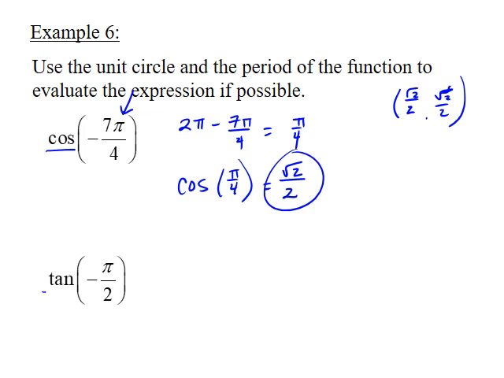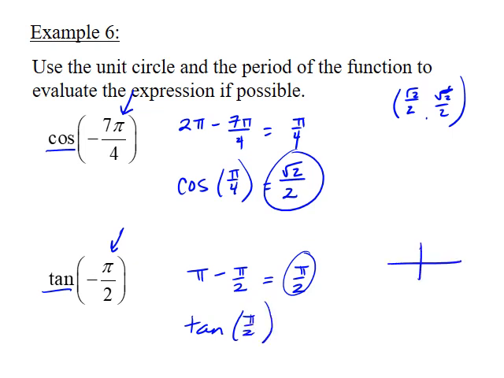Here, the period for tangent is pi. So I'll take pi minus pi over 2, which is pi over 2. So instead of using this negative pi over 2, I'll use what I just found: tangent of pi over 2. Now remember, pi over 2 is right here with the ordered pair 0, 1. So tangent is undefined there. Okay, that's all that's really happening in these problems.